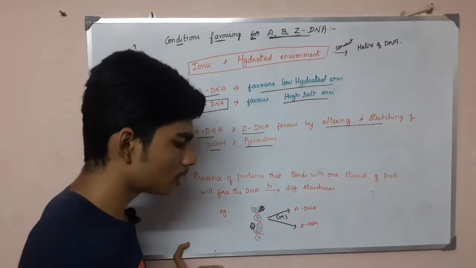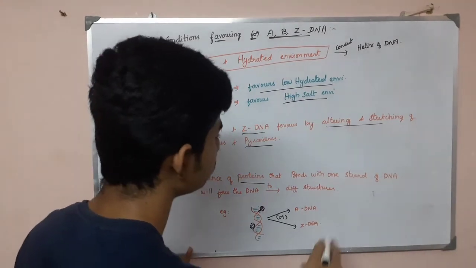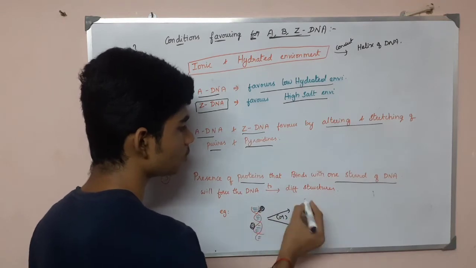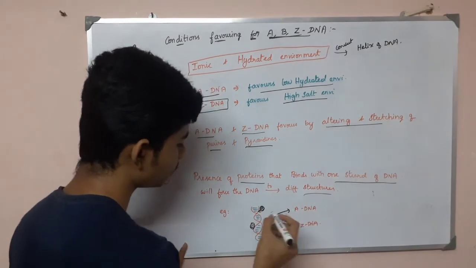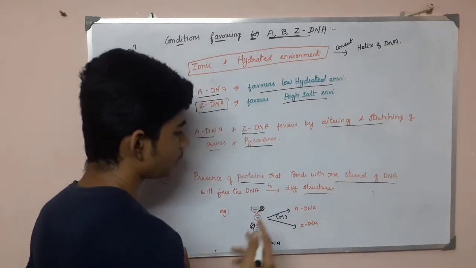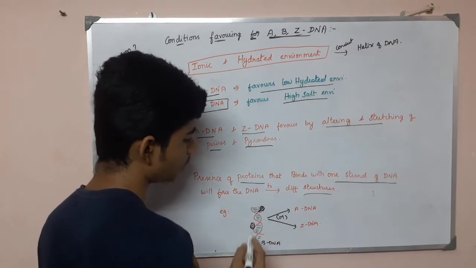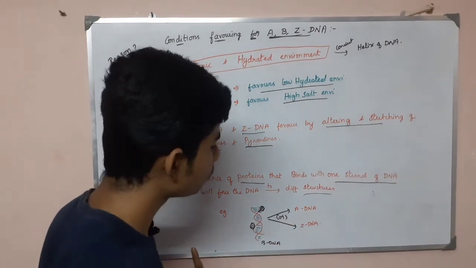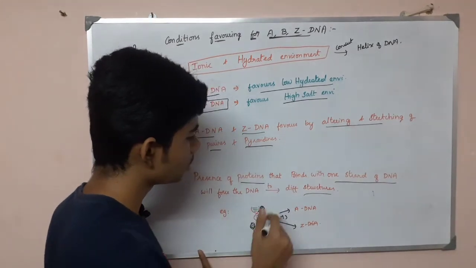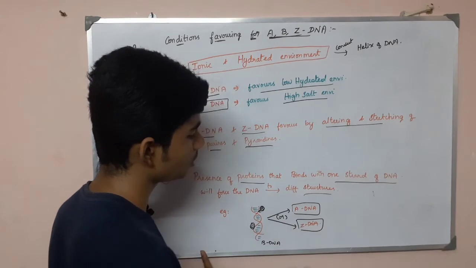Another important reason is the presence of proteins. Binding of proteins with one strand of DNA will force the DNA to change into a different structure, for example from B-DNA. In a cell there may be proteins that attach to any one strand of the DNA, and the binding of the proteins to that one strand may change the DNA into another form, that may be A-DNA or Z-DNA.